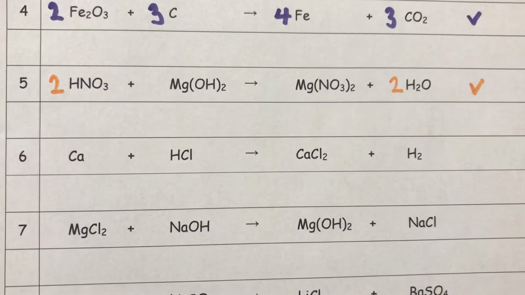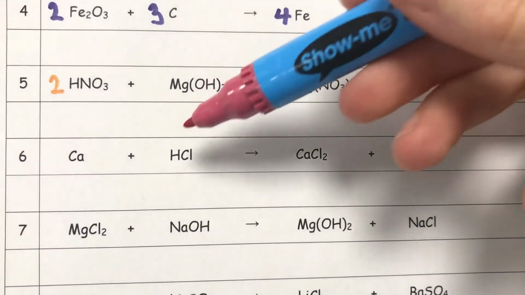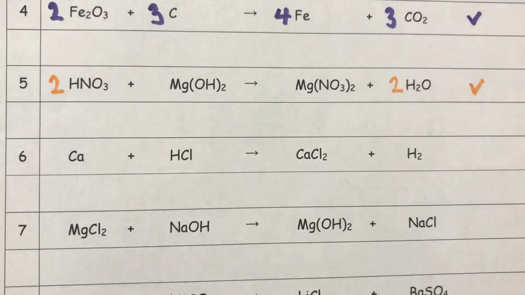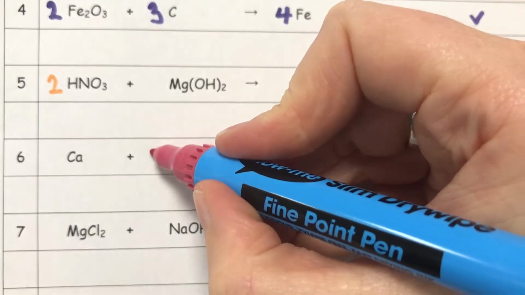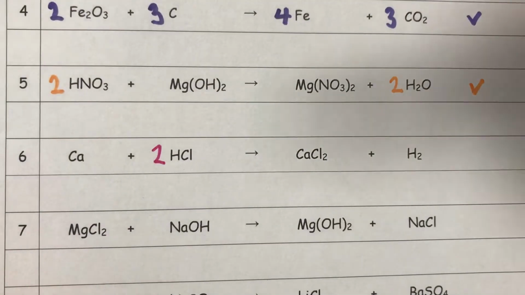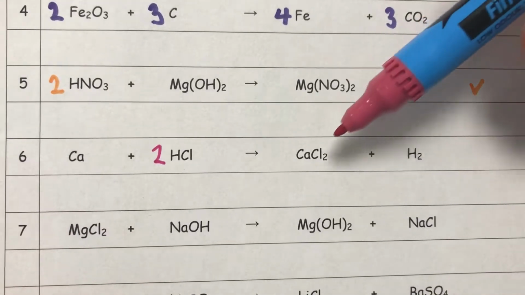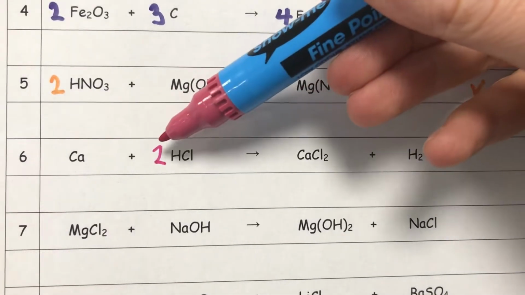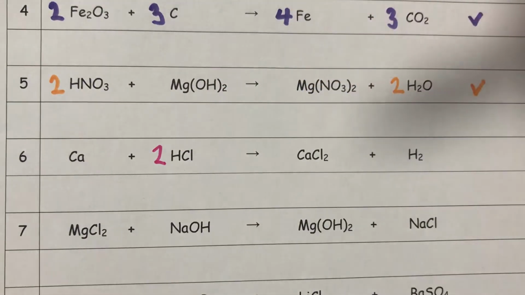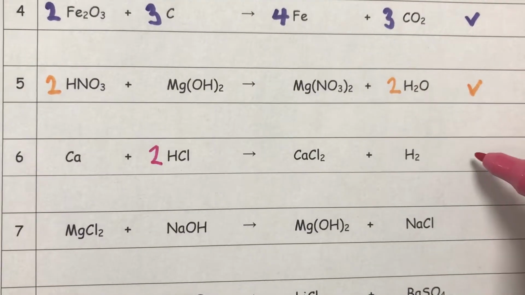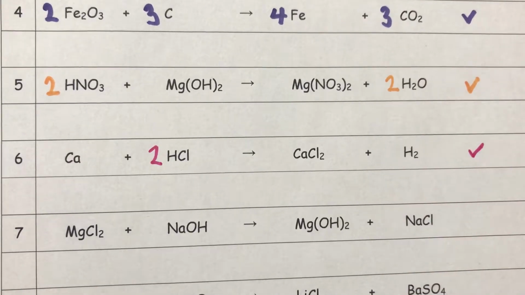Okay, let's have a look at problem 6. So I've got 1 hydrogen here, 2 hydrogens here. I'm going to go straight in and put a 2 there. So I've now got 2 hydrogens on either side. I've got 2 chlorine here, and now I've got 2 chlorine here because I've got 2 there. I've got 1 calcium and 1 calcium, so I can say that that is balanced.